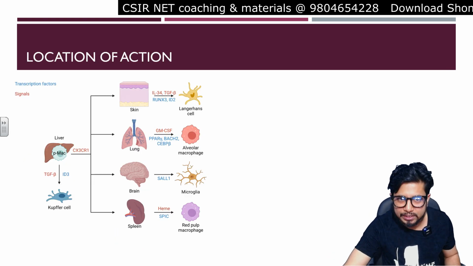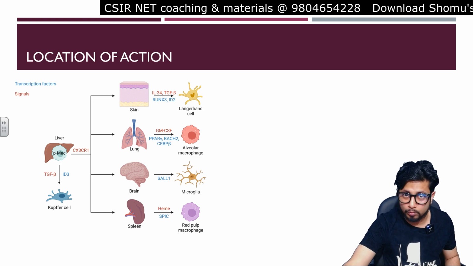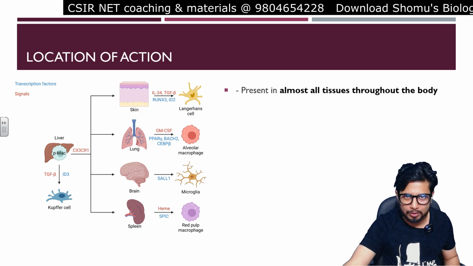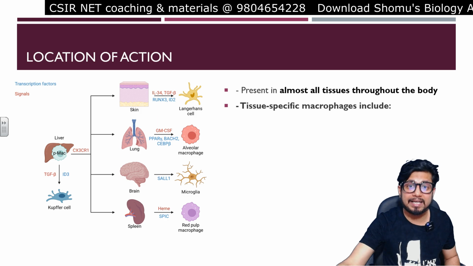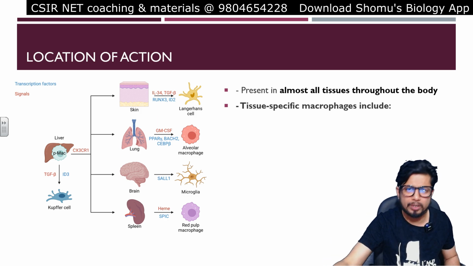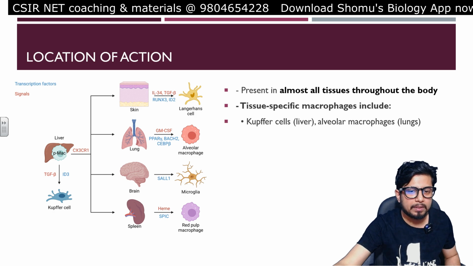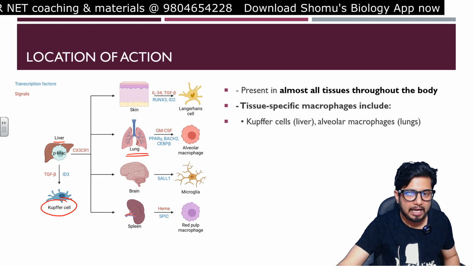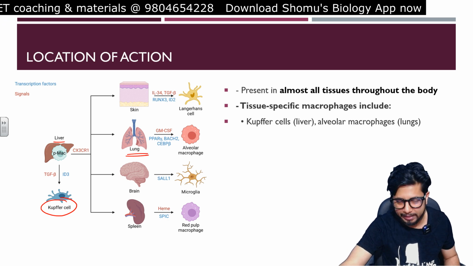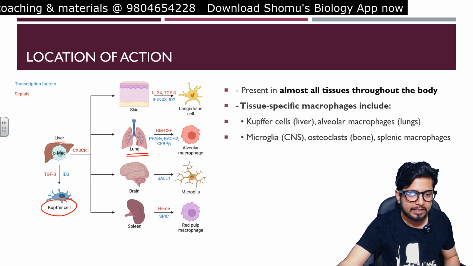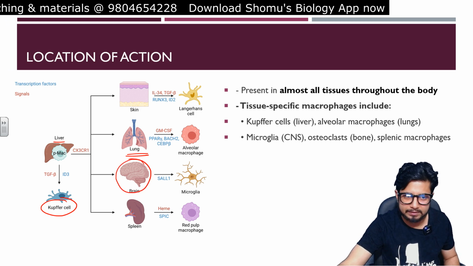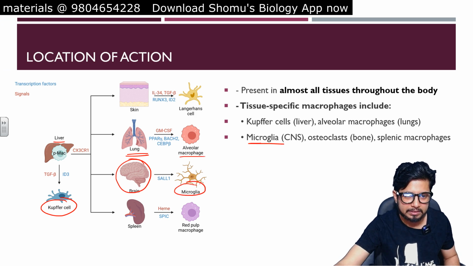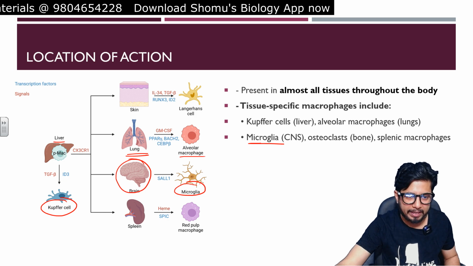Okay, the location of action: where are they located, where do they work, where do they act? I told you that they are basically found in almost all tissues throughout the body. For example, there are tissue-specific macrophages present in our body, and they are given different names. For example, in the liver they are known as Kupffer cells. In the alveolar tissue in the lung, they are known as alveolar macrophages. Then in the central nervous system, that is in the brain, they are known as microglia or microglial cells. You can see alveolar macrophages when they are present in the lung. When they are present in the brain, they are called microglial cells.